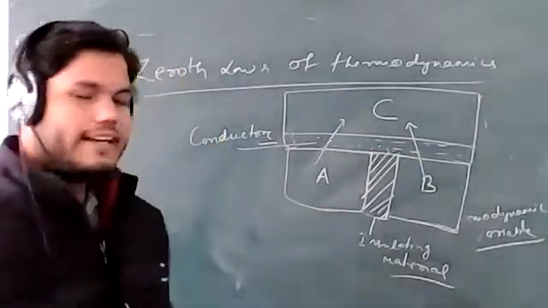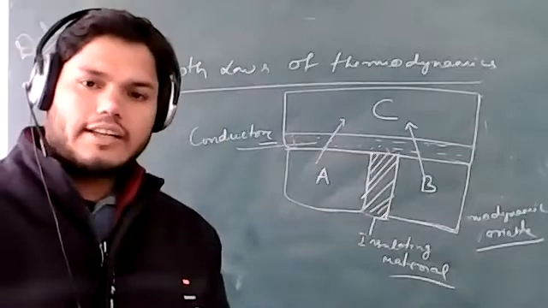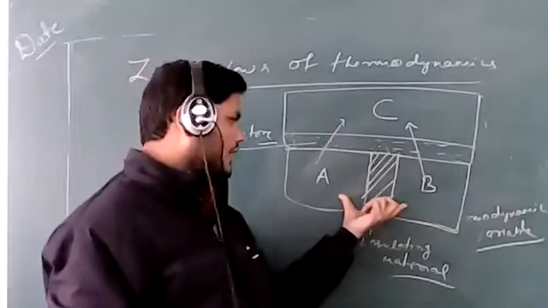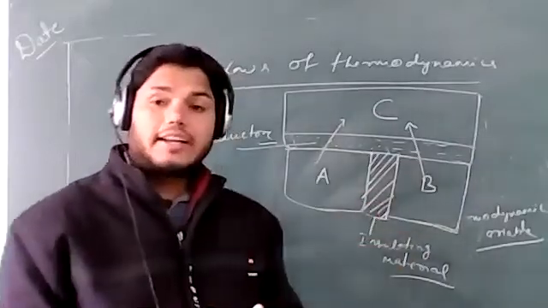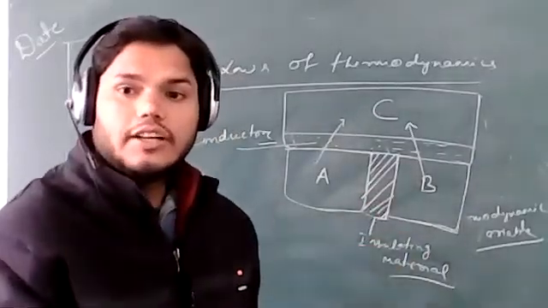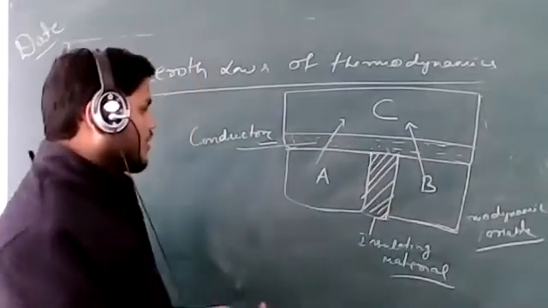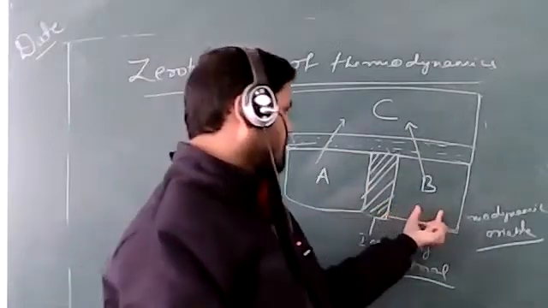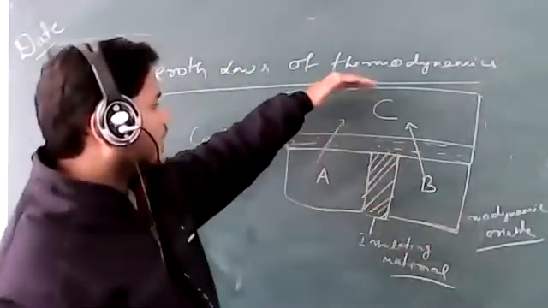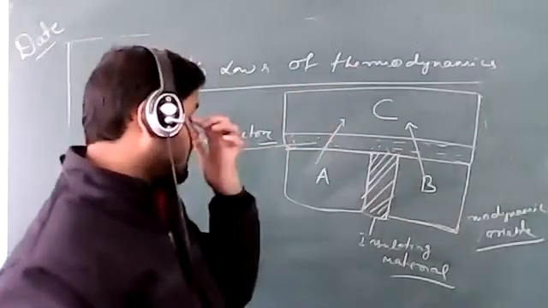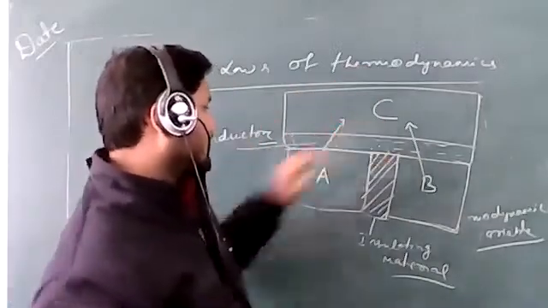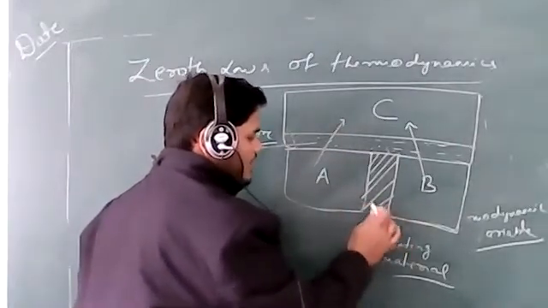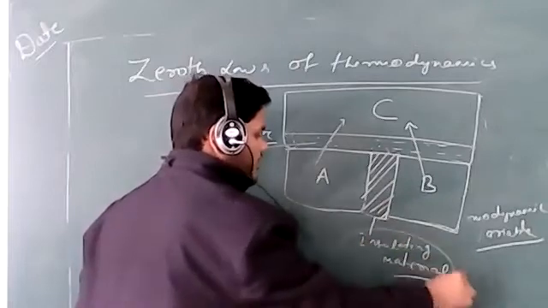So the zeroth law says that if the two bodies or two systems, A and B, are separately connected with body number C, then note that there is no connection between A and B because it is an insulated material. There is no connection between A and B.